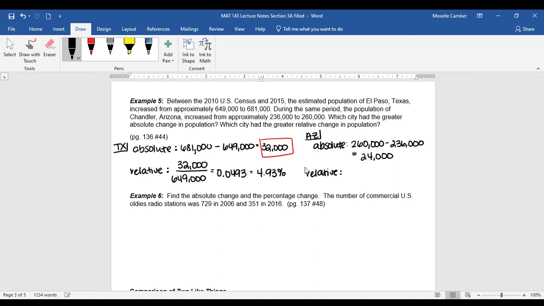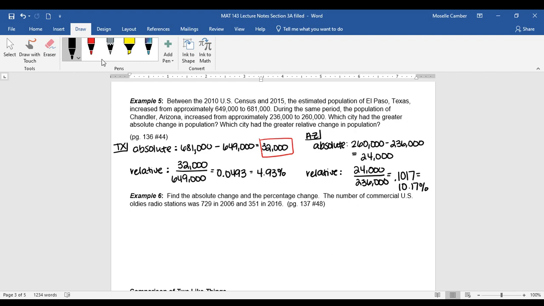So we have our new minus the old, which is our absolute change. And we're going to divide that by our old, so what we started with, which is 236. And when we do this, we get 0.1017, which is 10.17%. So notice that is a 10% increase in Arizona.